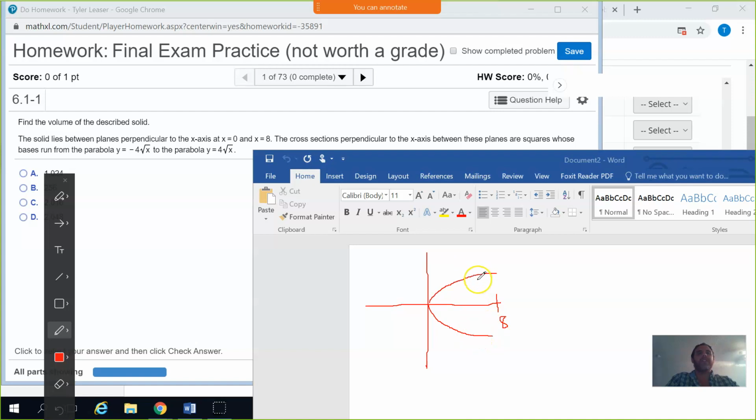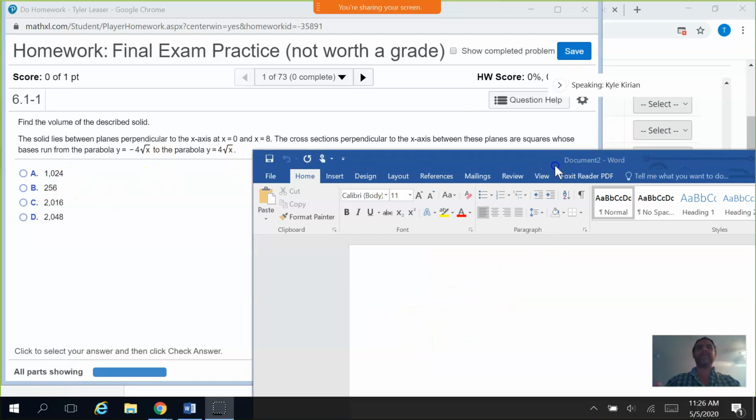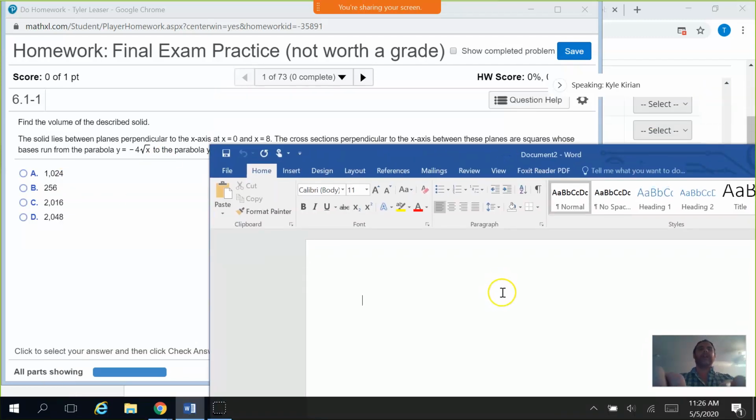So the squares are going to be sitting on the xy plane, the base of the square, and it's going to come out of the screen to whatever it needs to come out of to be a square. All right, does everybody visualize what this shape is going to look like in their head? Squares coming in and out of the board where the bases run between the parabola lines here. Okay. Cool. So now we just do it.